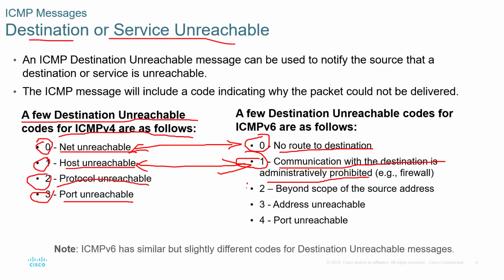Then code 2 for ICMP version 6 says it is beyond the scope of the source address. That is the protocol unreachable. Beyond the scope of the address means that there are certain addresses that are prohibited from reaching certain places, and so this is the kind of problem that you have. Then code 3 says that the address is unreachable. Then code 4 means that the port is unreachable.